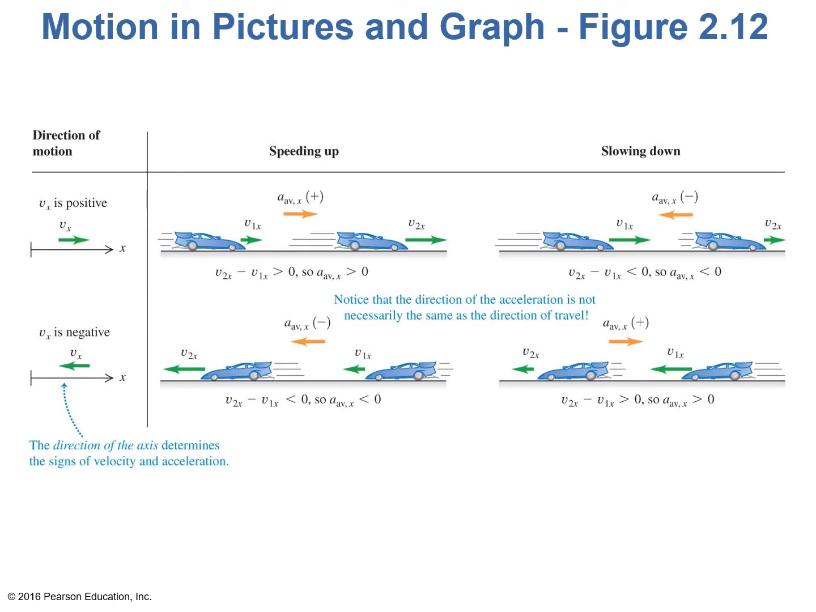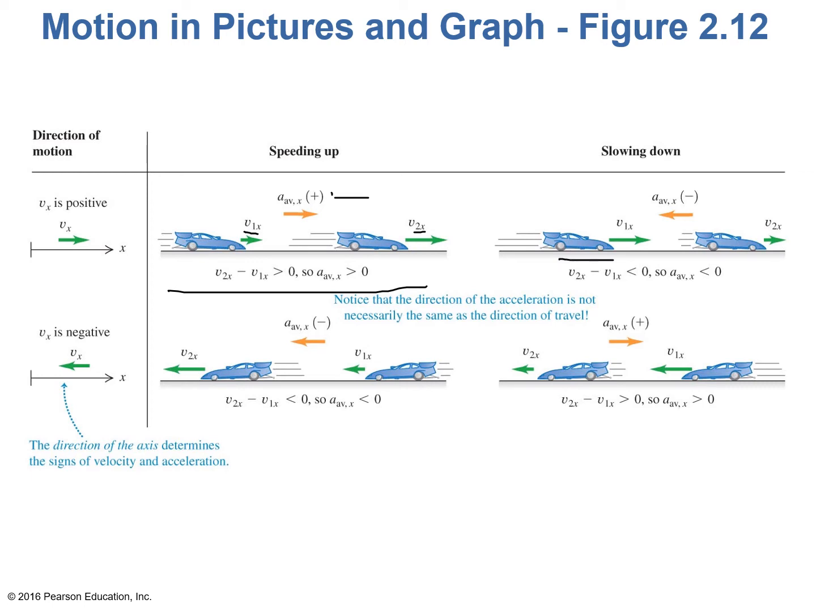What these pictures are trying to show us are the ideas of acceleration and deceleration, or a positive acceleration versus a negative acceleration related to the direction of travel. So when we look at this first case right here, we see that there's a car traveling from left to right. Its velocity is initially v1 sub x, and it increases. So this car is accelerating. It's going to have a positive acceleration as indicated here.